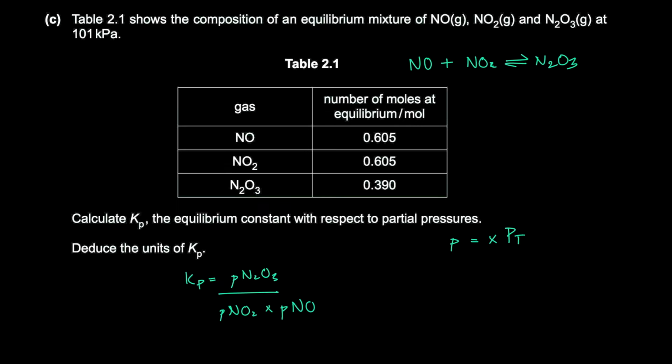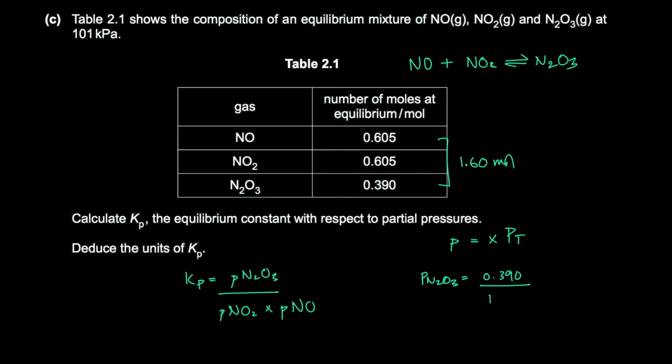What is the mole fraction? The mole fraction is the number of moles divided by the total number of moles. So for example, if I wanted to find the partial pressure of N2O3, you would take the mole fraction of N2O3, that's the moles of N2O3, 0.390, divided by the total number of moles. The total number of moles over here is 1.6. So we have a total of 1.6 moles of gas. You can just add up the number of moles of each gas.